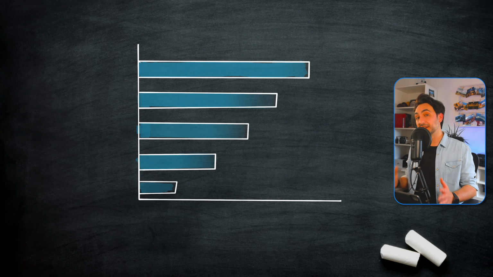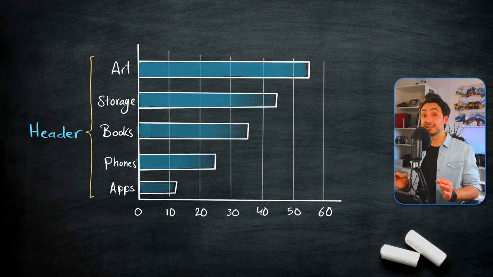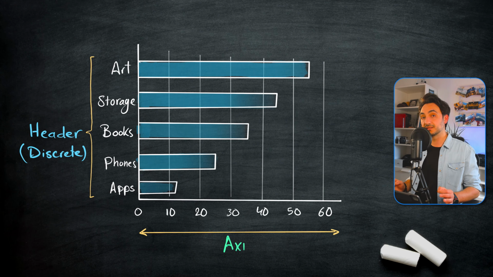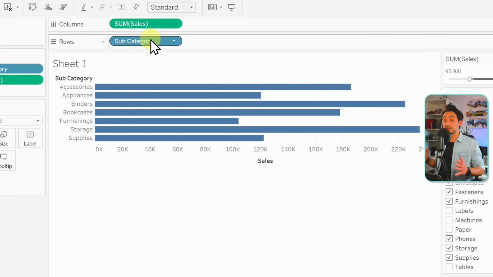Alright, so now let's move to the next point. We're gonna talk about the changes in the view. Discrete fields create the headers of the visualizations, whereas the continuous fields create the axes of visualizations. Okay, so now let's see what this means in our view. As you can see, the subcategory is a discrete field and the sales is a continuous field.